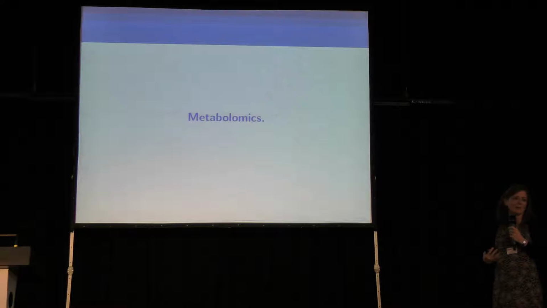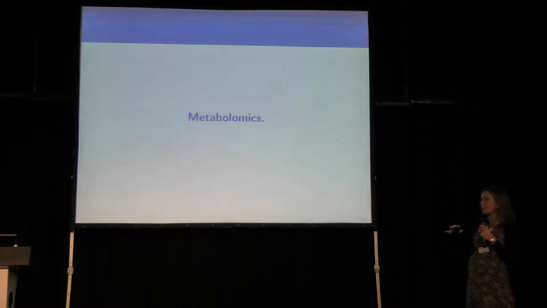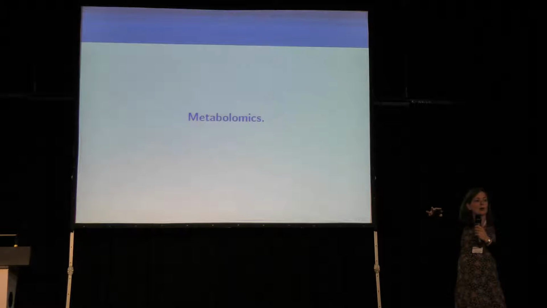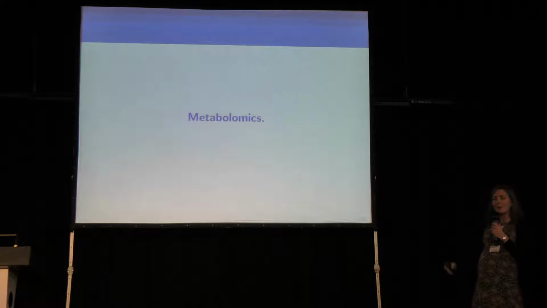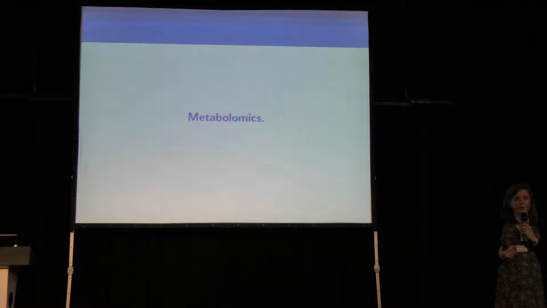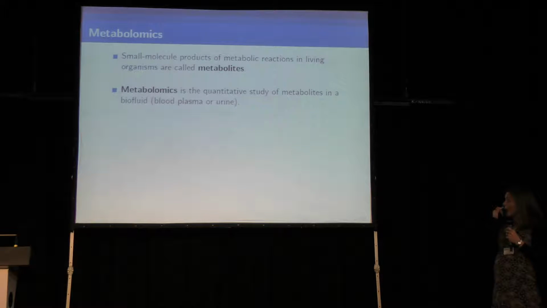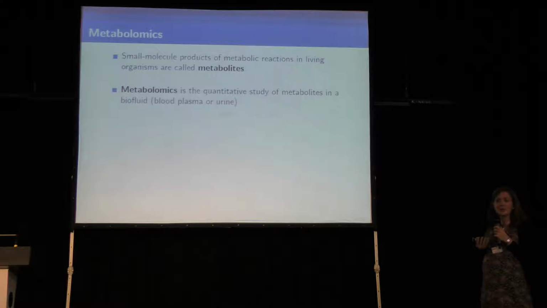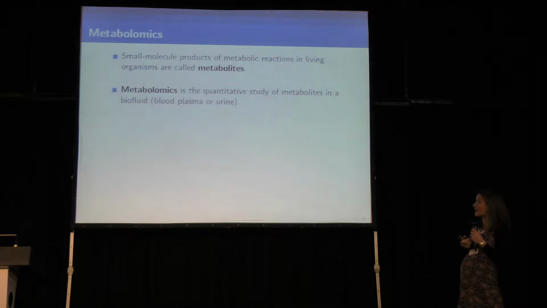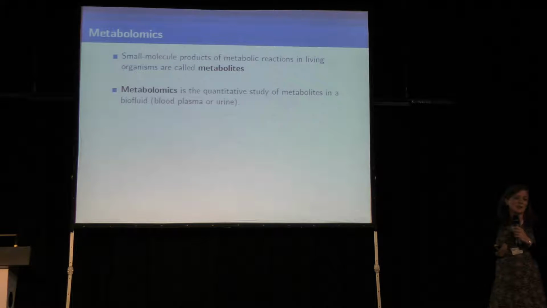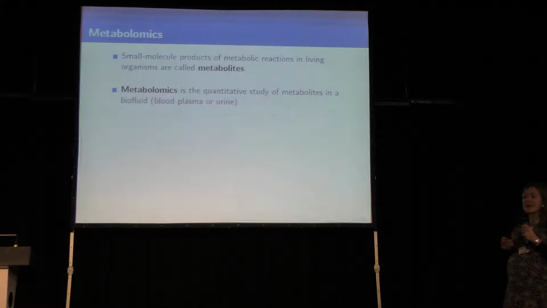Genomics is our actual genes. Proteomics is the next level, where genes tell us how to make our proteins, and metabolomics is a more global level again. They would argue that it gives us a more complete view of the status of an organism or of a system. So what is metabolomics? It's a study of metabolites essentially, and metabolites are small molecule products of reactions in our bodies, whether it's a human being or a plant or an animal. The science of metabolomics is simply the quantitative study of metabolites in a biofluid.